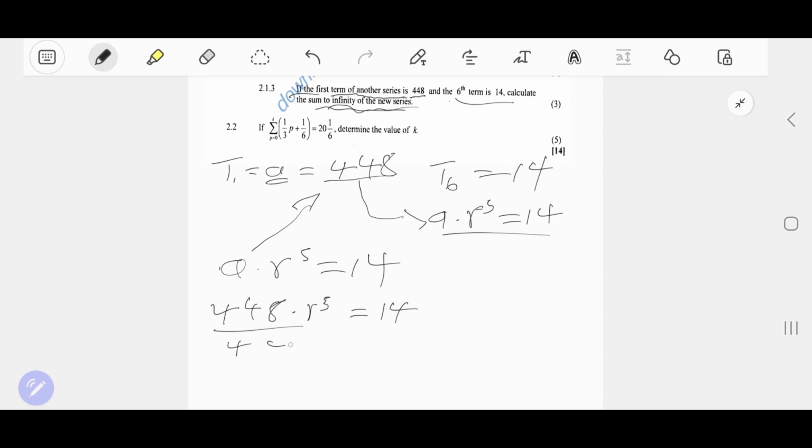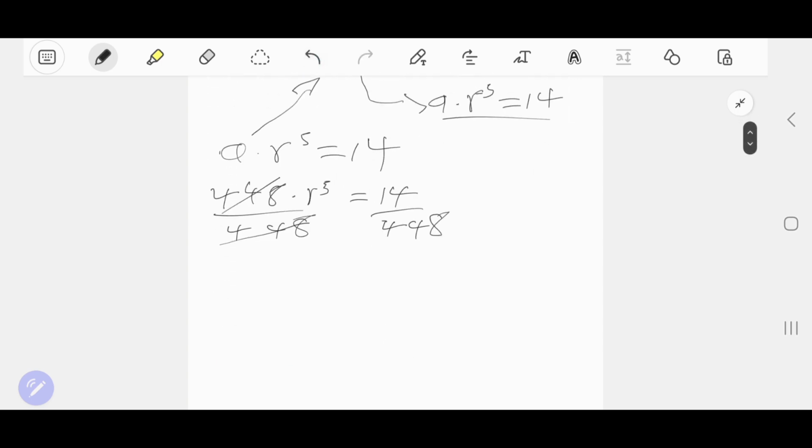Then divide by 448 on both sides, and 448 and 448 cancel out, people. Your R to the power 5 is going to be equal to 14 divided by 448, and then your answer is going to be 1 over 32.